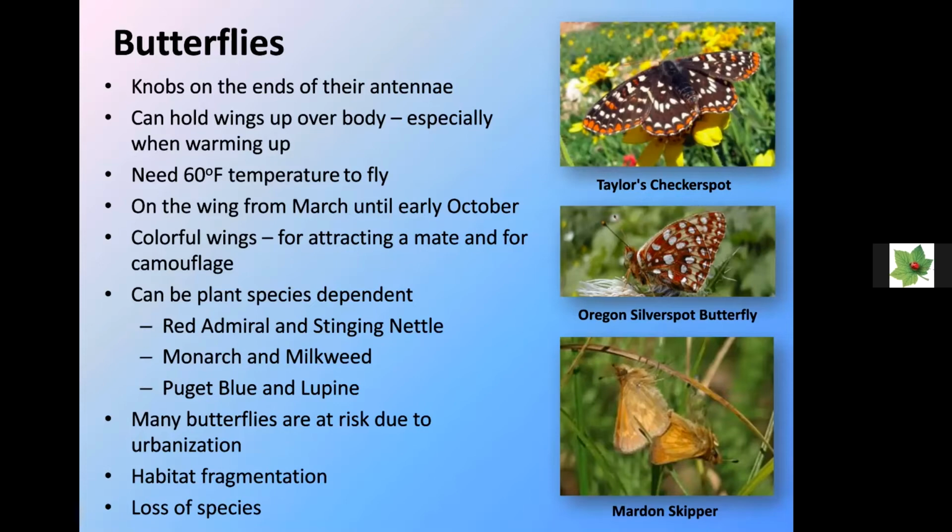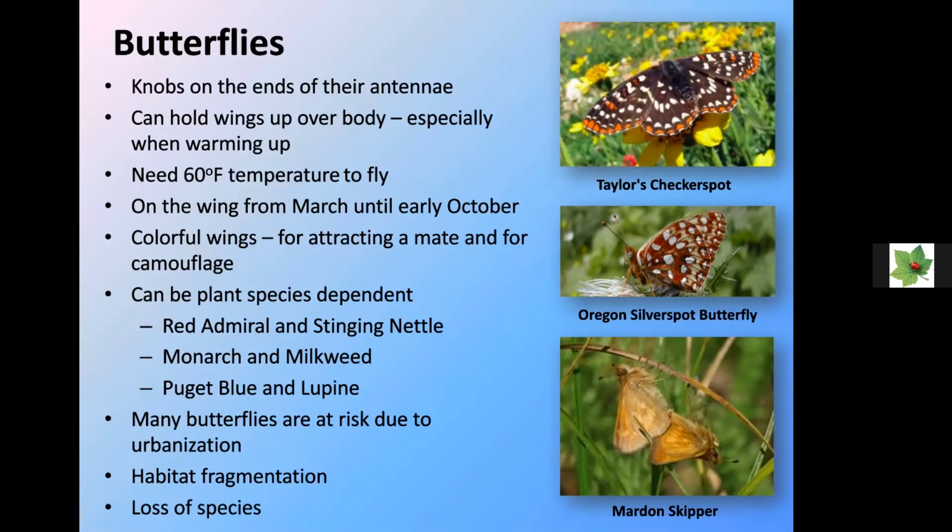Oftentimes, the colorful wings are for attracting a mate and can also be for camouflage depending on where they are located. Many of them are plant species dependent. So I mentioned the monarch earlier as being one that travels really far. They're also very dependent on plants such as milkweed. And then the red admiral is very important for the stinging nettle, and the Puget blue with the lupin. Many different types of animals are very specific to those plants.